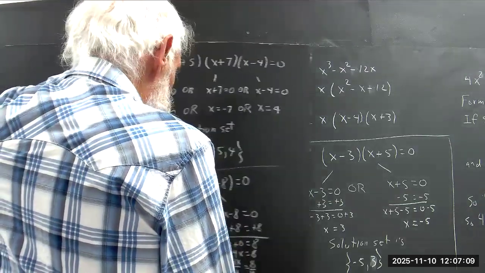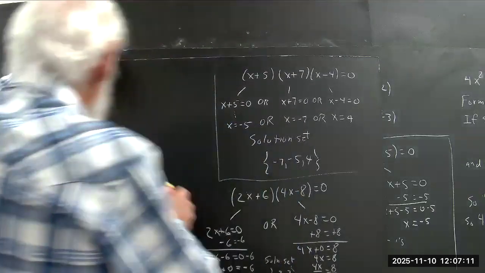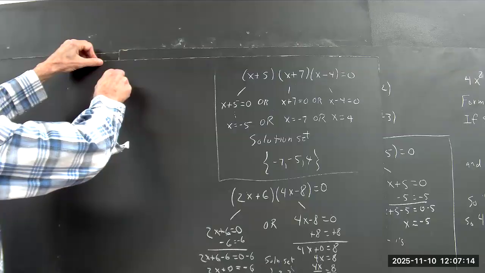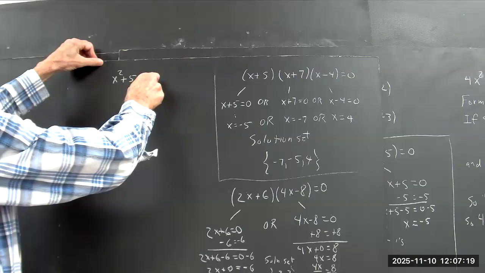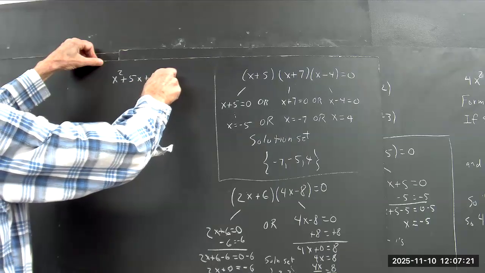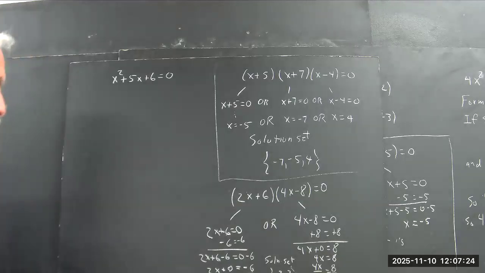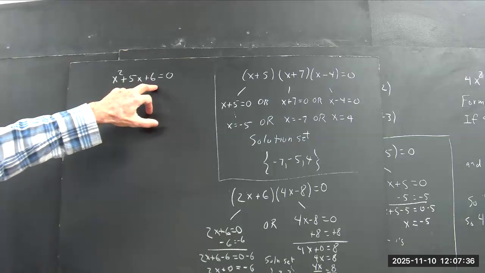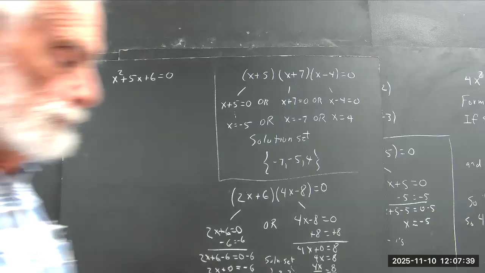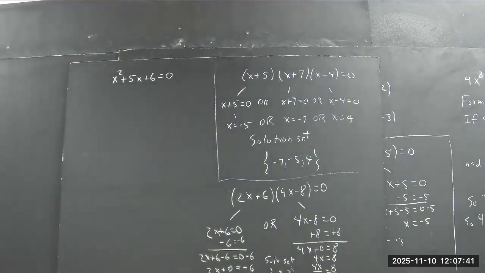Now let's solve this equation. X squared plus 5x plus 6 equals 0. My hint is we first have to factor x squared plus 5x plus 6. So take a minute, see if you can factor that, and rewrite the equation in factored form.